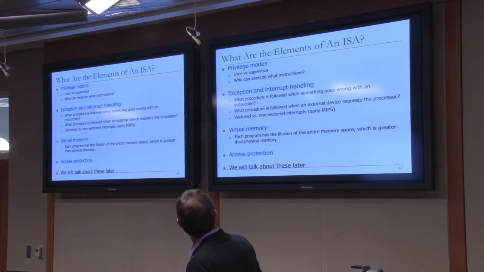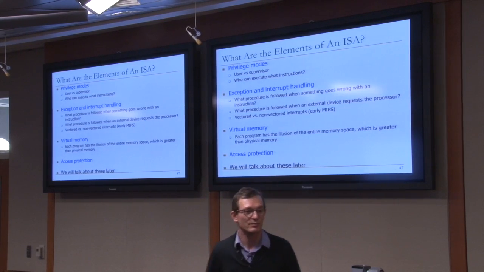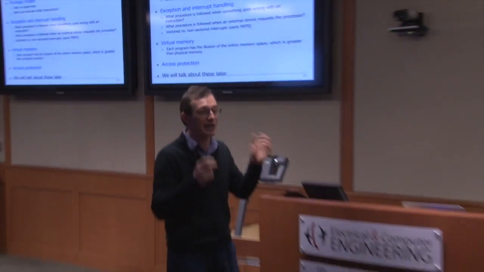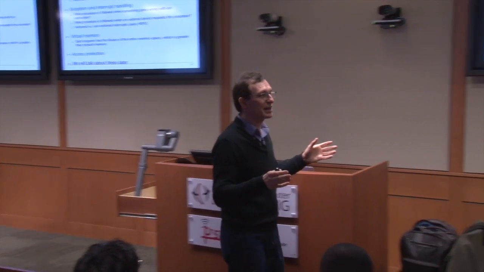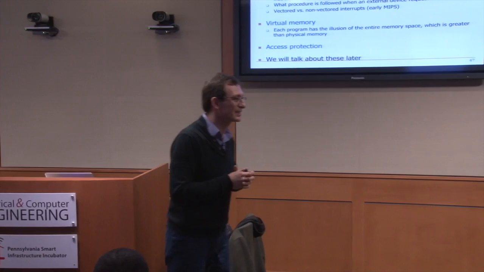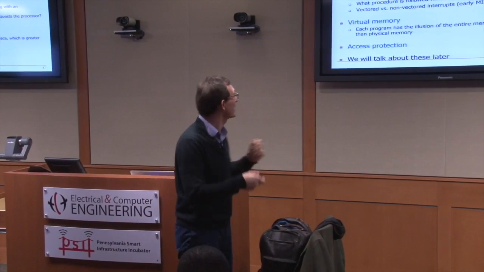What procedure is followed when something goes wrong with an instruction? You're executing a divide operation, and the second operand happens to be 0. You get a divide by 0 exception, right? What happens after that? That's specified by the ISA.